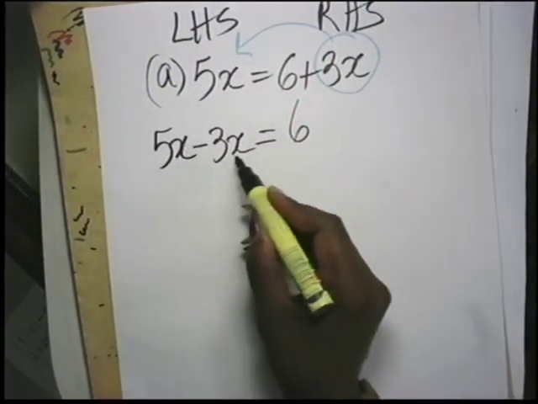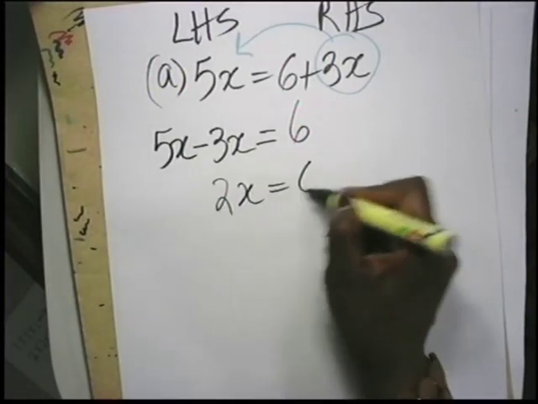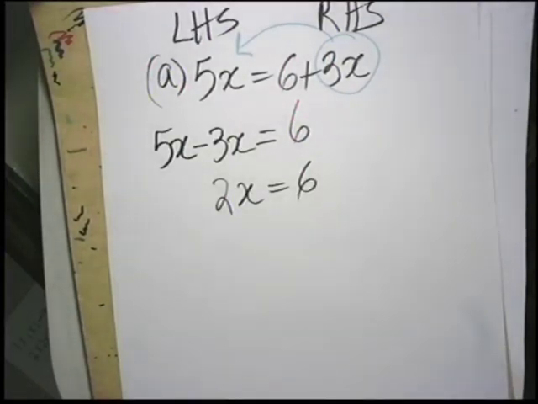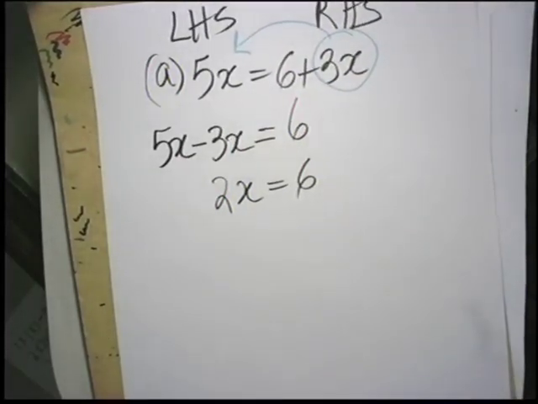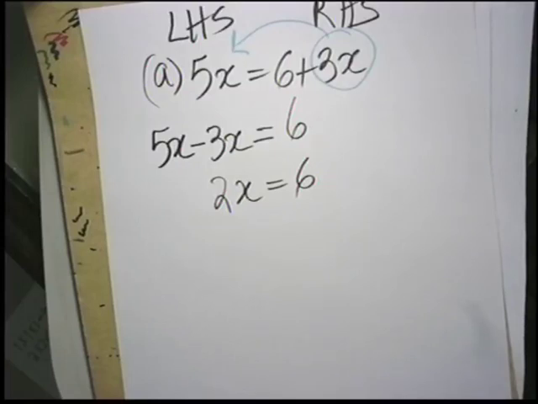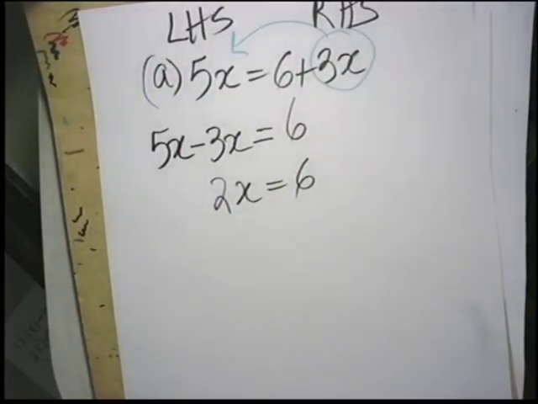Okay, 5x minus 3x is equals to 2x is equals to 6. The equals to sign in the middle under each other. It's just the way we do mathematics, because then it looks neat. Then what is the linear equation asking us? We have to solve x.